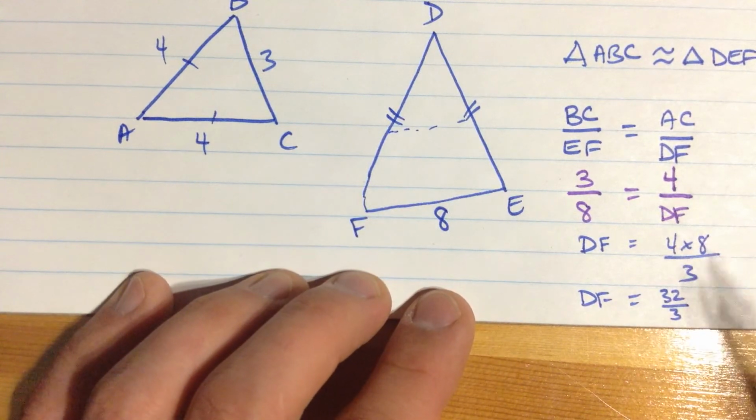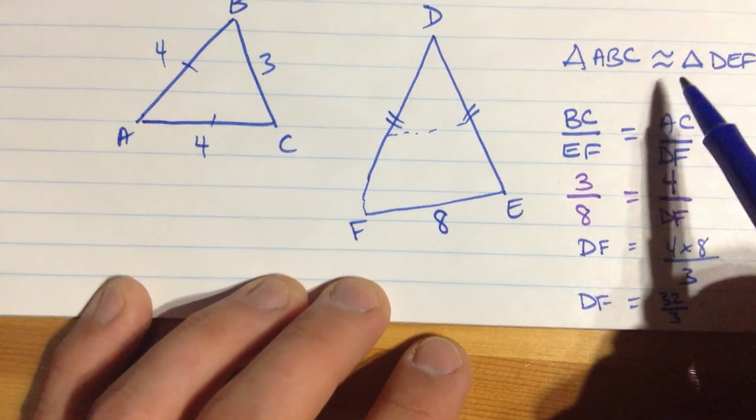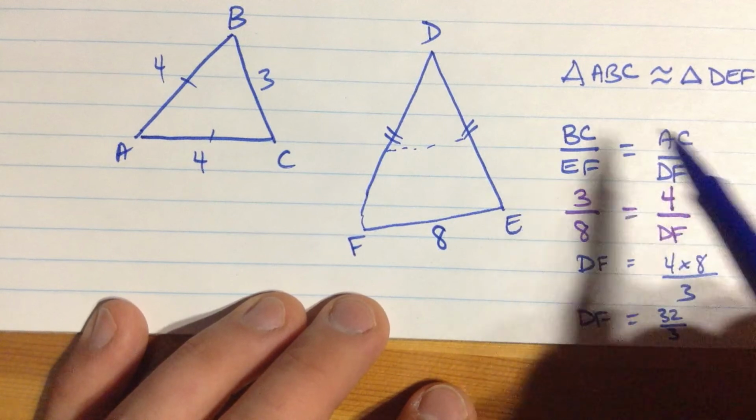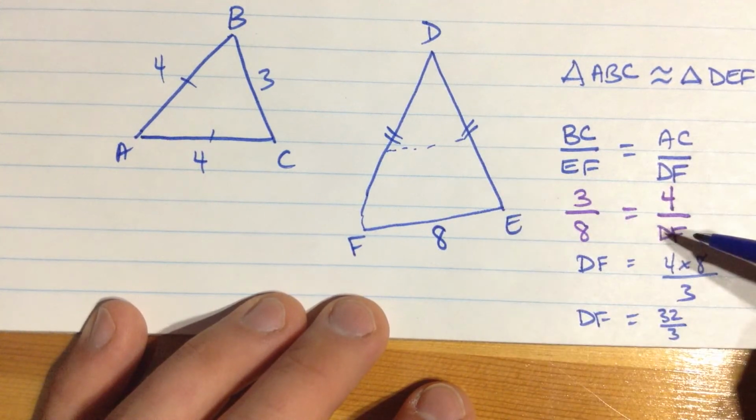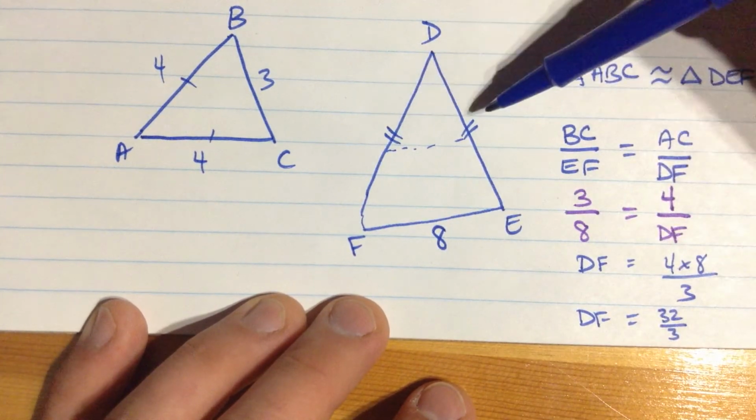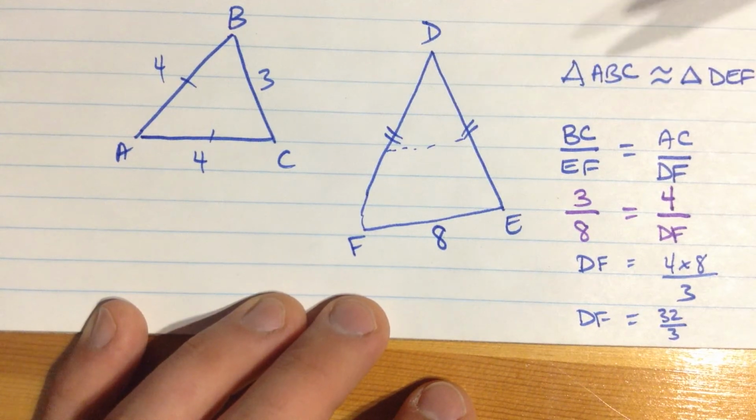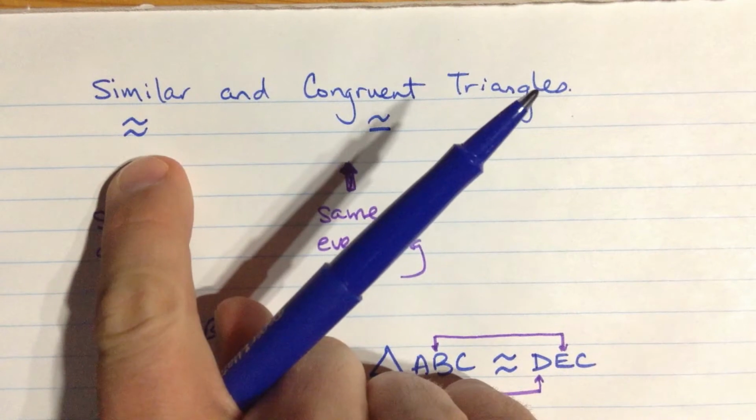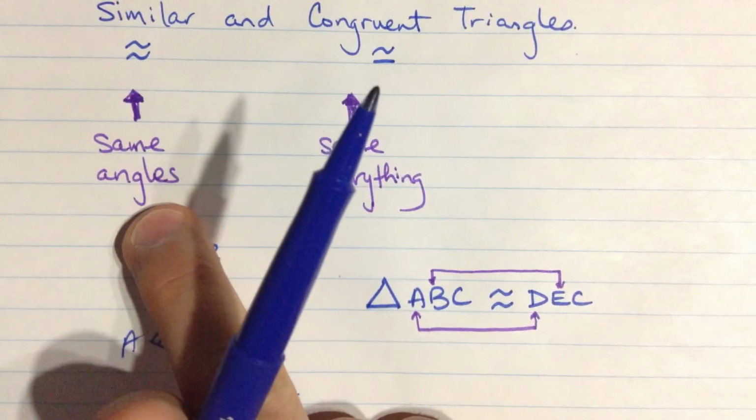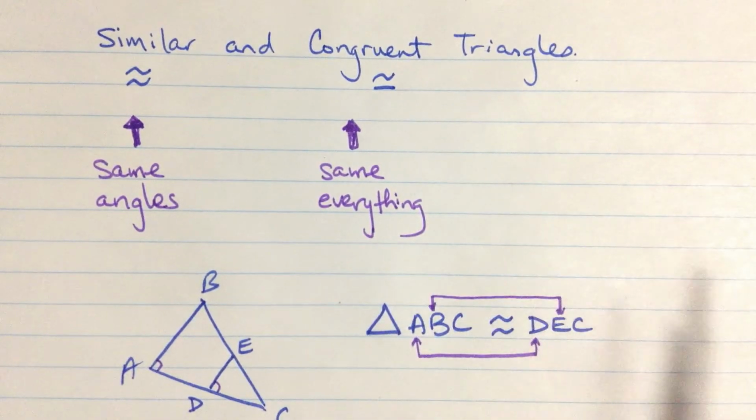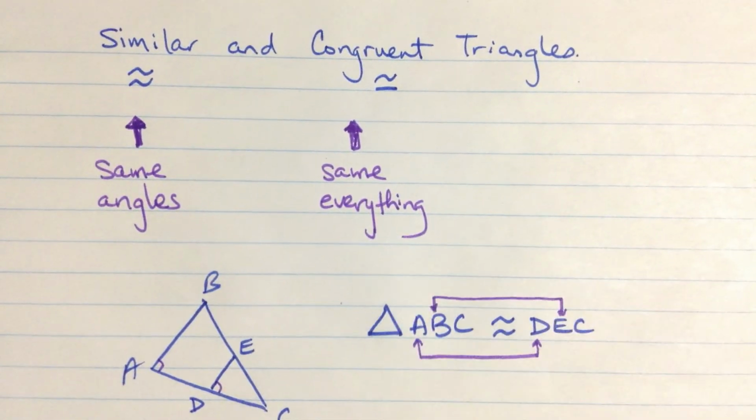So we can use the fact that they're similar to set up this relationship here, which gives us an equation to solve for one of the missing sides. And since they're both the same, this other side is also 32 over 3. So that is similar and congruent triangles. Similar means the angles are all the same. With congruent triangles, the angles and the sides are all the same.